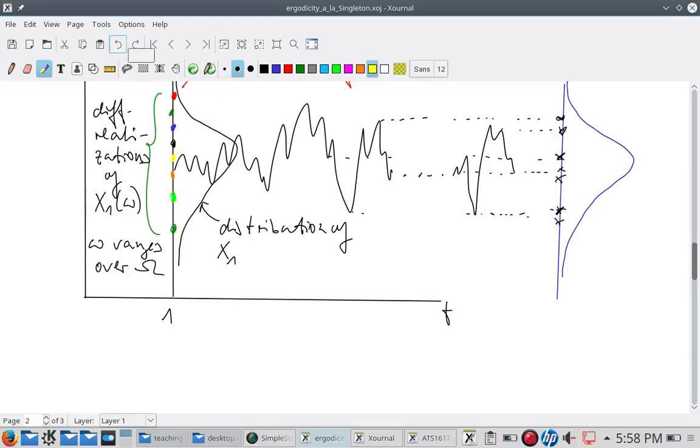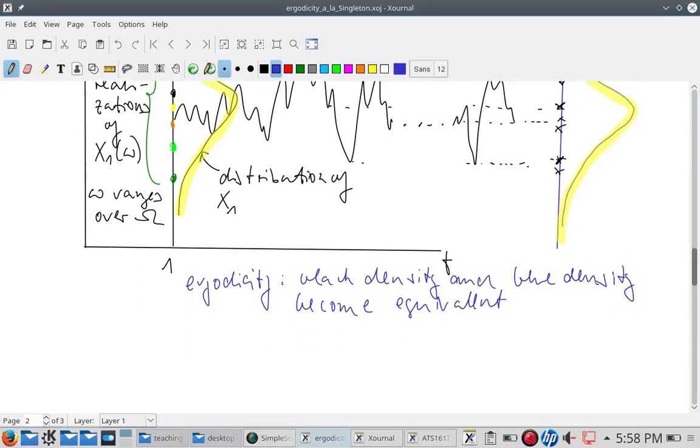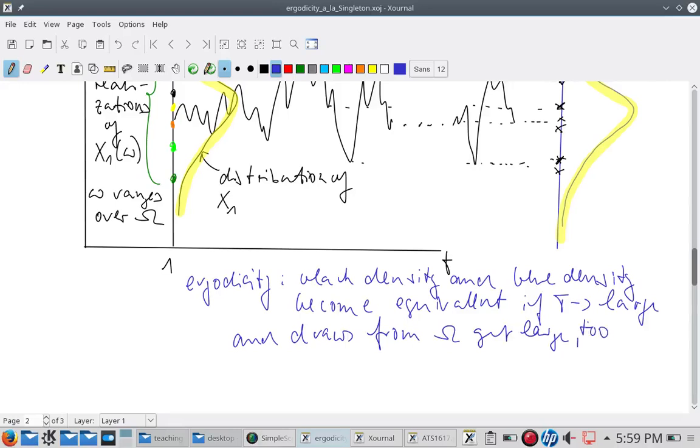That is observing the process over and over again, but not in time. So ergodicity basically means that the black density, this guy over here, and the blue density, this guy here, they become equivalent if T gets large and the draws from omega get large too. Okay, and that's the basic notion here.